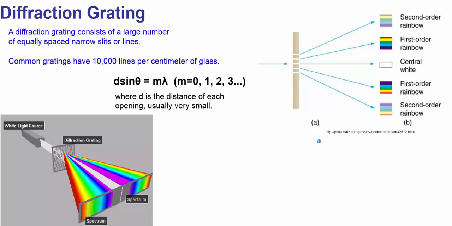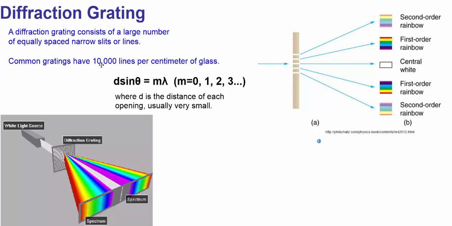So what happens when we go from one or two openings to many, many openings? Well, we get some pretty awesome stuff. In fact, in class, we're going to do a few labs on this. It's pretty neat. And it's the concept called the diffraction grating. So what happens when we take thousands of openings? Tens of thousands for some of them.